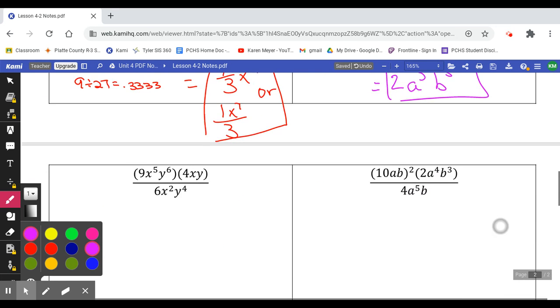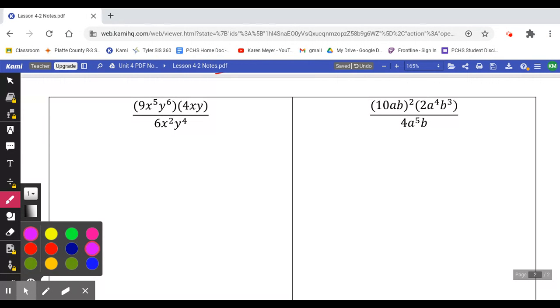Okay, as we're moving on to the back, we're just making the problems a little bit more complicated, adding more stuff to it, but we're going to go through and do the process one step at a time. So the first problem on the back, when you look at the parentheses on top, you're going to notice that there's no powers outside of them. So we're really not going to do anything with multiplying exponents.